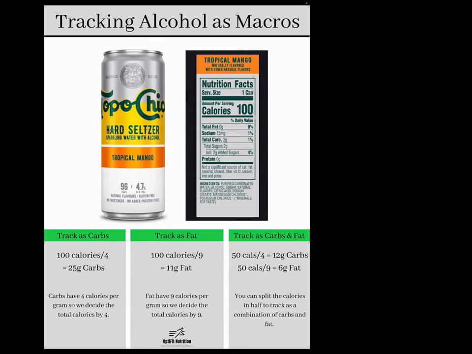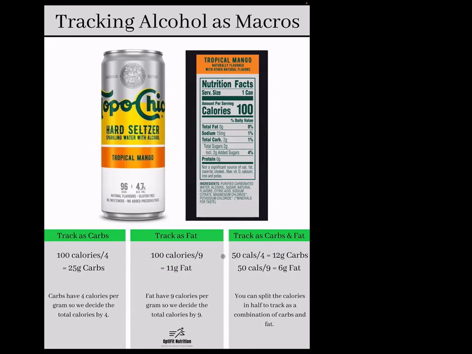So we are going to use the 100 calories and we're going to divide it, if we want to use it as carbs, by 4 to get 25 grams of carbs. If we want to take it out of our fat grams, our fat macros, we're going to divide those 100 calories by 9, because 1 gram of fat equals 9 calories. And you get, I think it's like 11.1. So 11 grams of fat. You can also split your carbs and fat. You can take like 50 calories, divide it by 4 to use some as carbs, and then 50 calories divided by 9 to use some as fat.